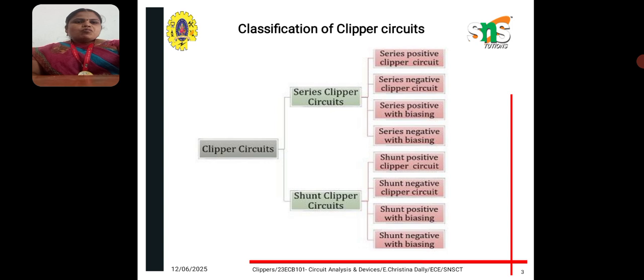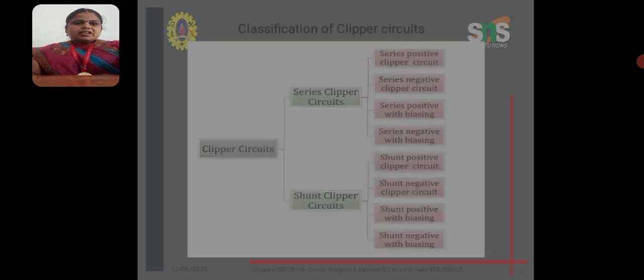Here we are going to see the classification of the clipper circuit. Generally, clippers are classified into two types: one is the series clipper circuit, and the other is the shunt clipper circuit. In series clipper circuits, we have the positive clipper and the negative clipper, along with positive biasing as well as negative biasing. In shunt clipper circuits, we have the positive shunt clipper circuit and the negative shunt clipper circuit, with biasing that is positive as well as negative.